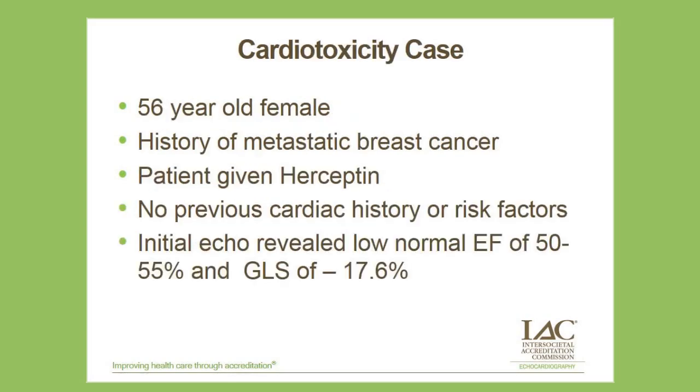Okay, next I want to quickly show you a cardiotoxicity case. This is a 56-year-old female that presented to us. She had a history of metastatic breast cancer. The patient was given Herceptin. She had no previous cardiac history or risk factors. On her initial echo, it revealed that she had a normal ejection fraction, a low normal ejection fraction of approximately 50 to 55%, and her global longitudinal strain average was negative 17.6%.